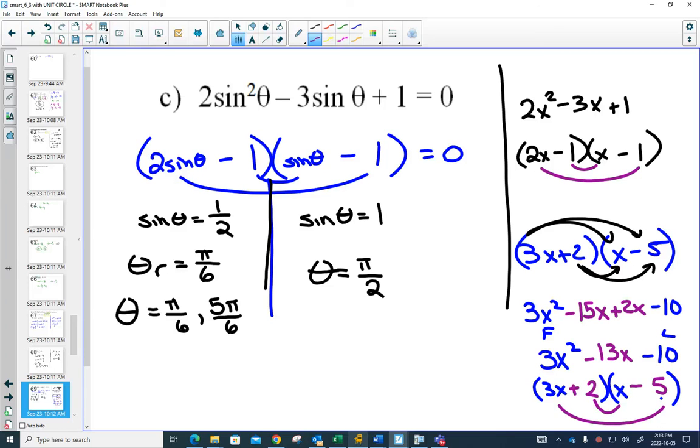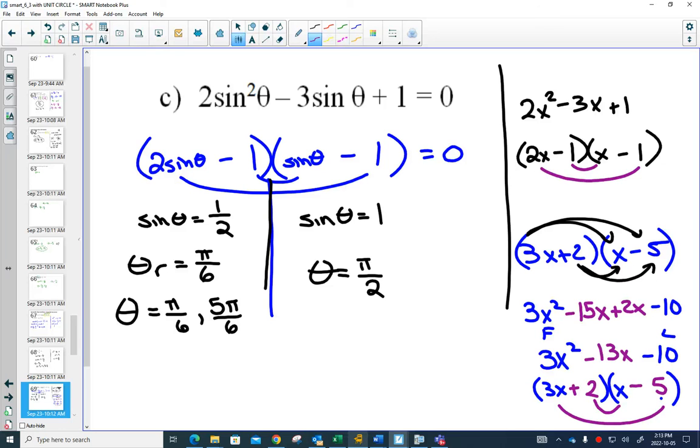You can plug it in, that negative b plus or minus square root of b squared minus 4ac over 2a, that one, right on the tip of your tongue. You can always use it, it's on your formula sheet. But if you get good at factoring, factoring will be faster.